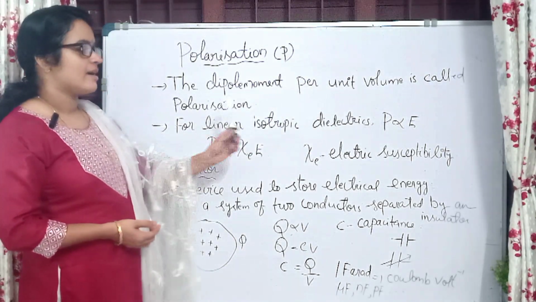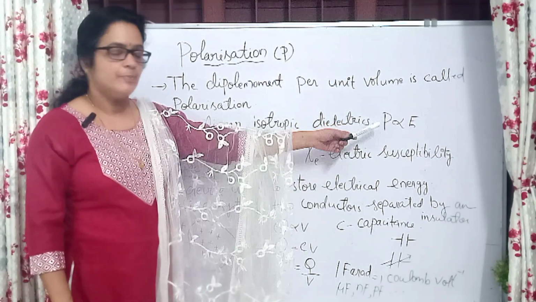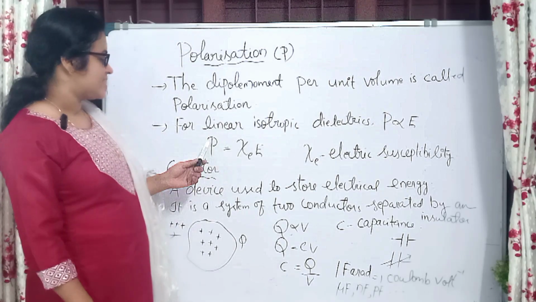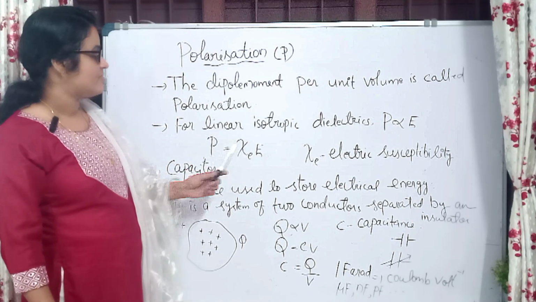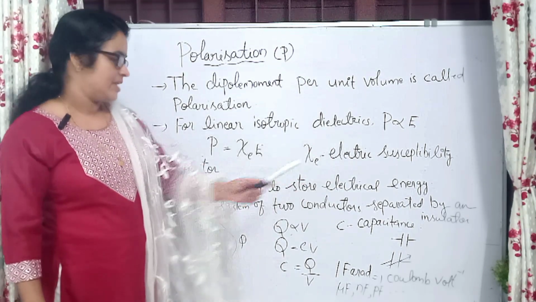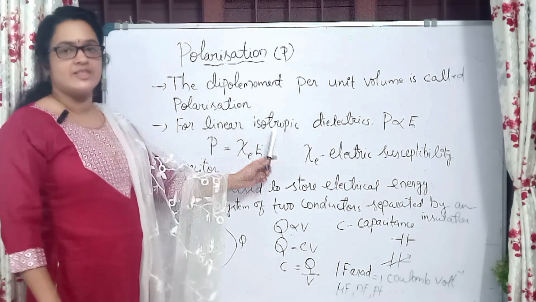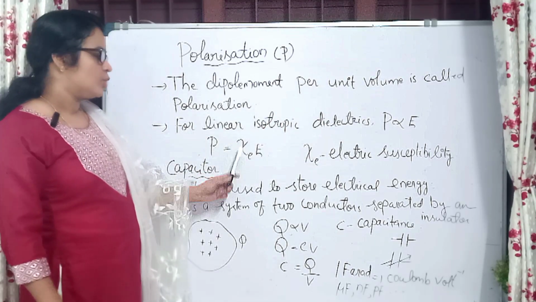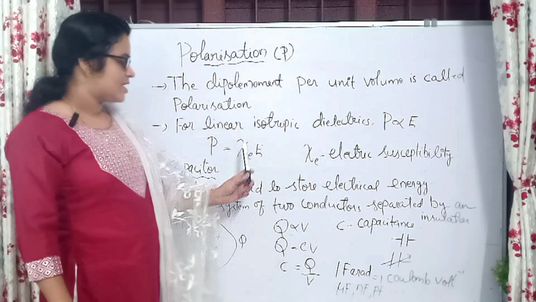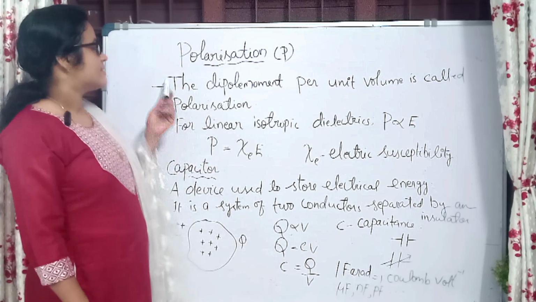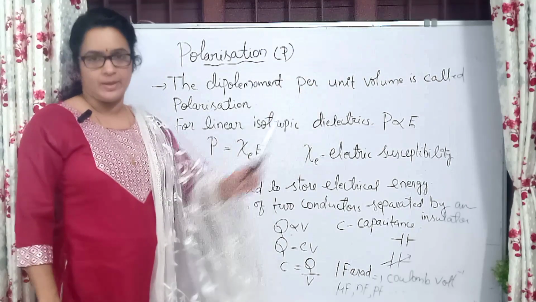In the case of linear isotropic dielectrics, the polarization will be proportional to the electric field. That means P is proportional to E. So we can write P is equal to chi E into E. Chi E is a proportionality constant which is called the electric susceptibility. This will happen in the case of linear isotropic dielectrics. So this equation you have to remember. And polarization is the dipole moment per unit volume.